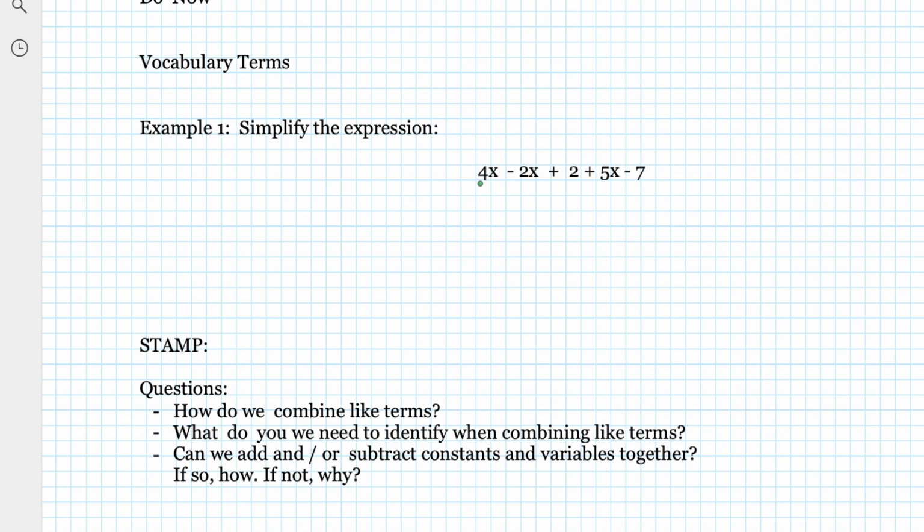So I notice we have 4x, 2x, and 5x. These all have the same variable because they all have x, and because of the exponent, this is 4x to the first power, 2x to the first power, and 5x to the first power, they all have the same variable and the same exponent. These are the ones in which we can combine the like terms. I like to put them in the correct left to right order, not least to greatest, just left to right, and group them as such.